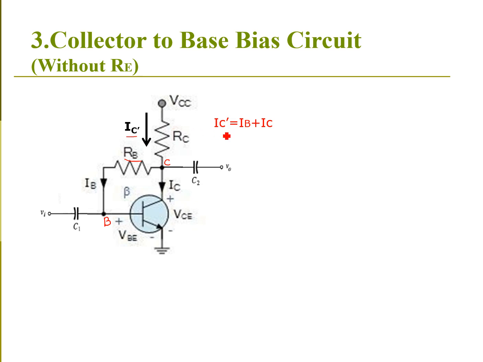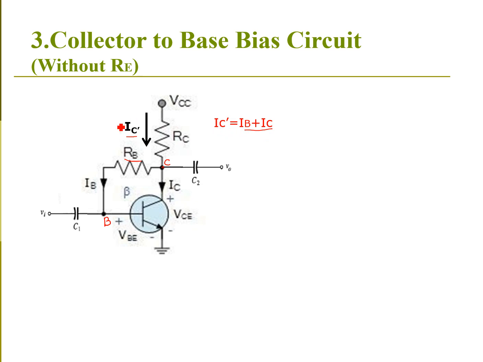IC dash is not equal to IC. It is a combination of IB and IC because I am applying KCL at node C. Therefore, it will give you IB plus IC. So, IC dash is IB plus IC.